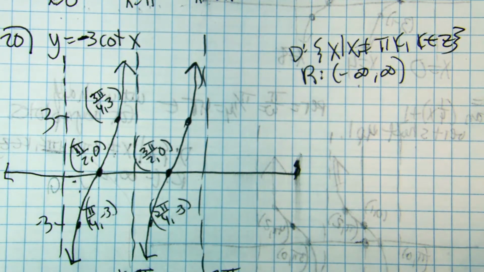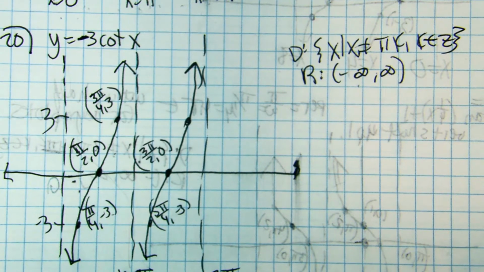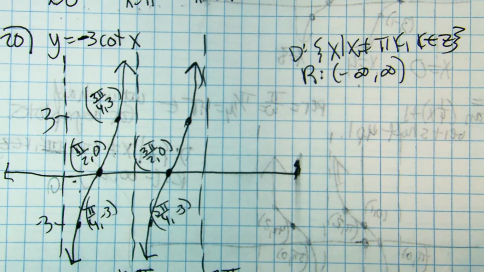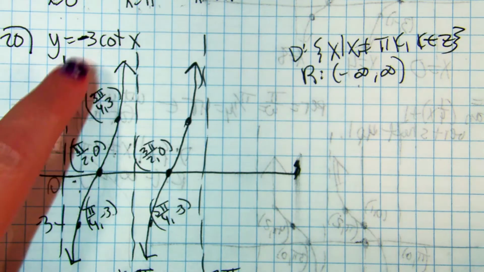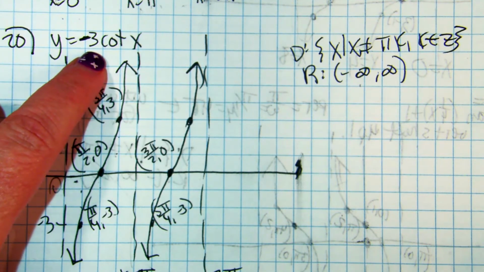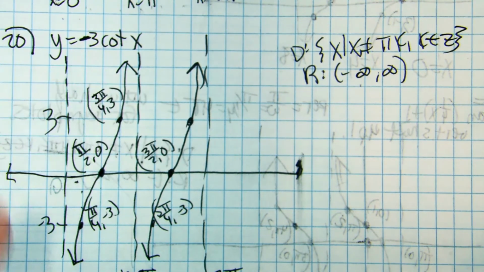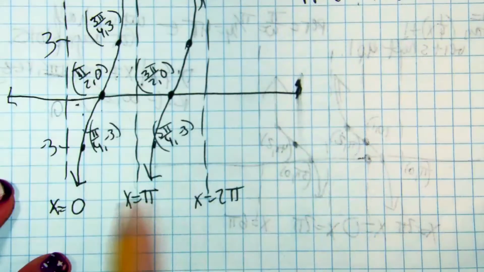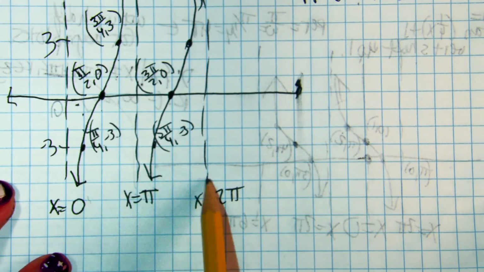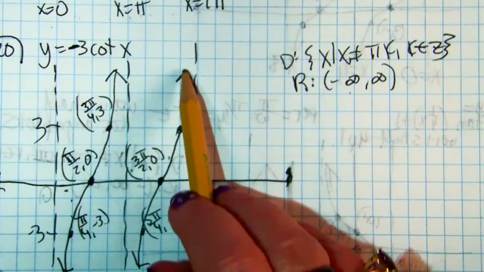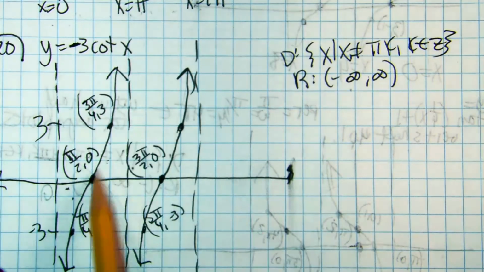Don't do pi over 3s and pi over 6s with tangent or cotangent unless they change the period, because those are weird values, and just use the 1s and the negative 1s, which are pi over 4s, and then multiply them times whatever the amplitude is. So it's once again 0, pi, 2 pi, etc. And you graph 2 cycles, 2 periods of it.